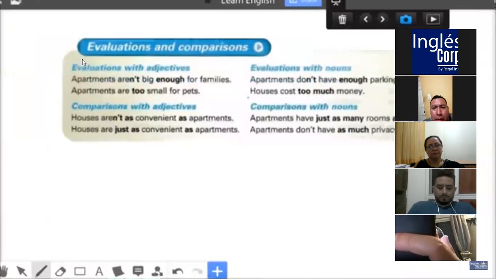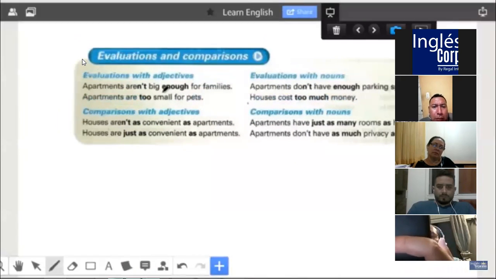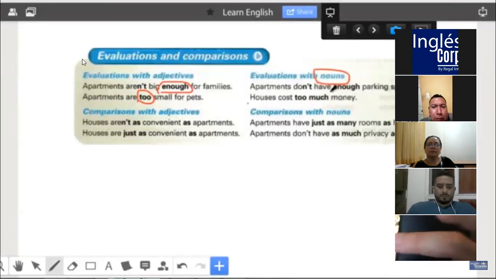Let me present some structure now. The first thing that I would like to do is to show you how to make evaluations using adjectives, and particularly, we're going to learn how to use the words enough and too. After that, we're going to make evaluations, but this time we're going to use nouns, and at the same time, we're also going to use the words enough and too.